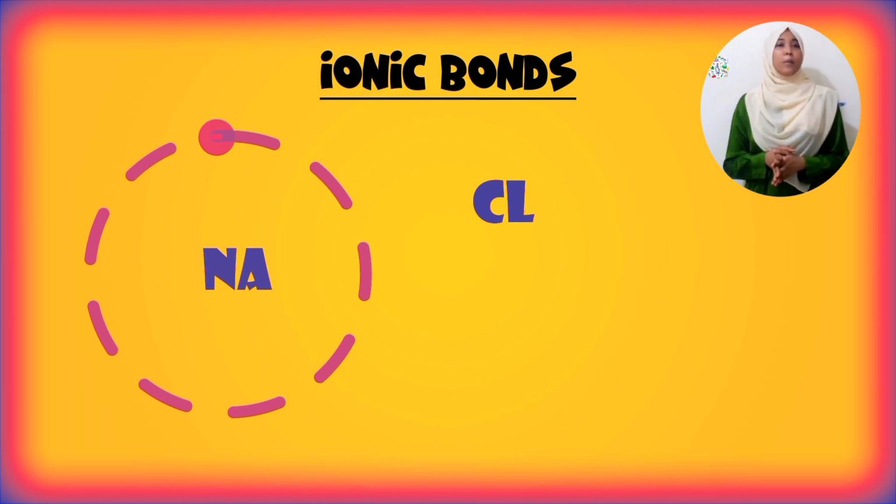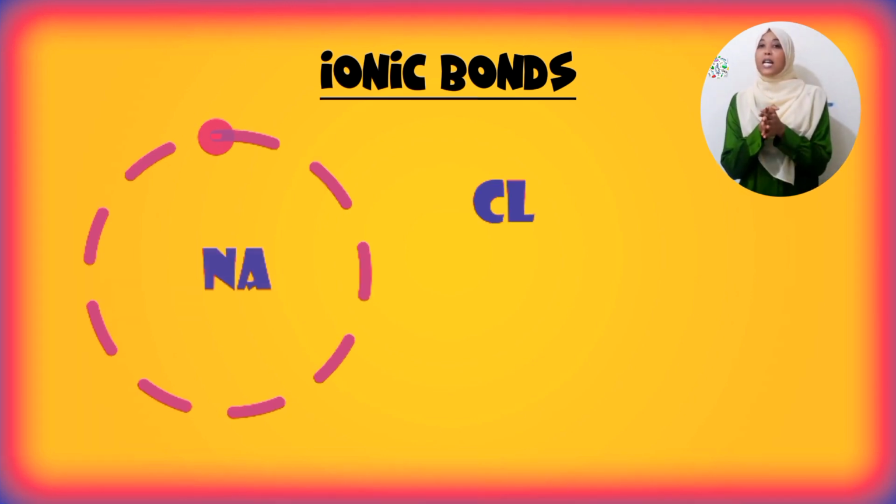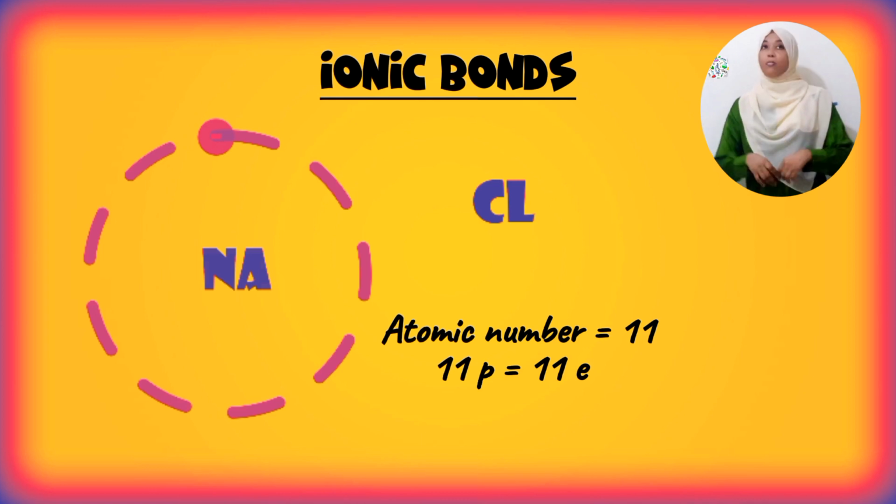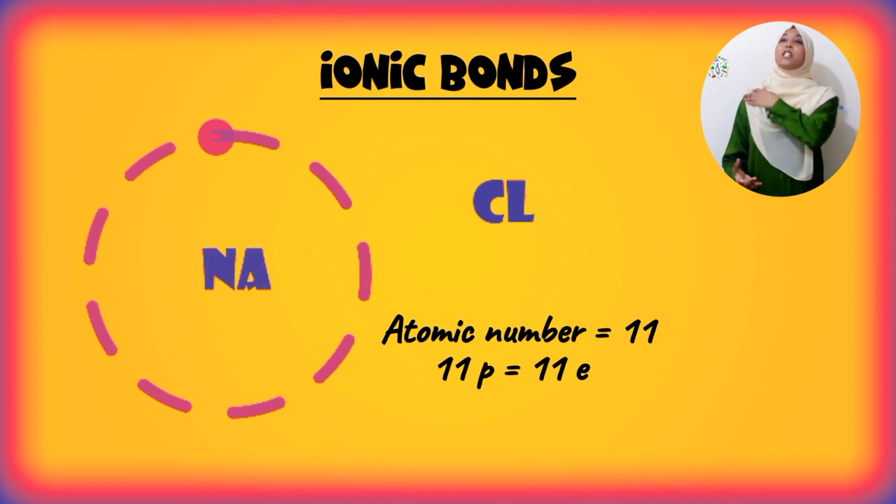Let's start with sodium. Sodium is a metal that has the atomic number of 11. Atomic number simply refers to the number of protons. So this means that a sodium atom has 11 protons. How many electrons will the sodium atom have? 11 electrons. And the reason for this is because when you have an atom, the number of protons is always equal to the number of electrons. 11 protons equals 11 electrons.